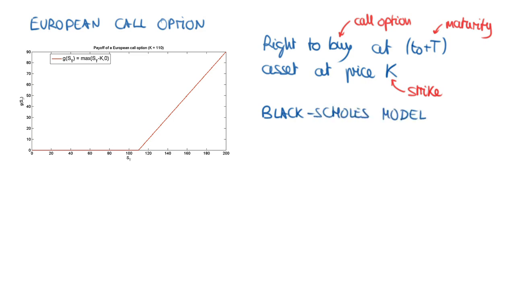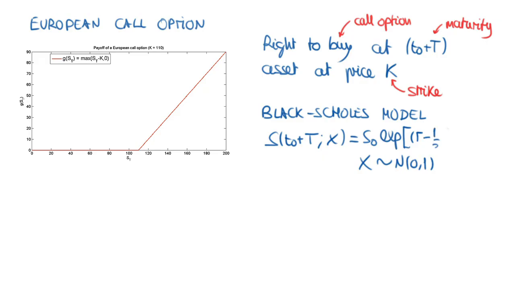In the Black-Scholes model, the price of the underlying at maturity is a function of x, a sample from a normal 0-1 distribution. It is equal to S0, the initial price of the asset, times the exponential of (r, the risk-free interest rate, minus 1/2 sigma squared) t, plus sigma, the volatility of the underlying asset, times the square root of t times x.